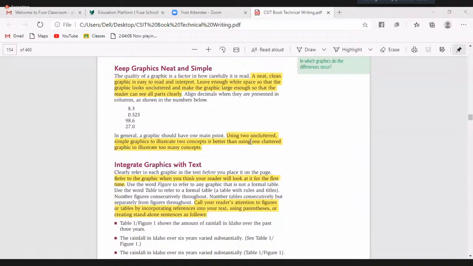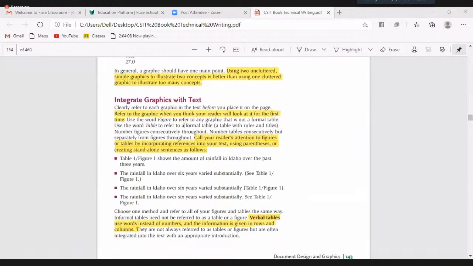Using two uncluttered, simple graphics to illustrate two concepts is better than using one cluttered graphic to illustrate too many concepts. Suppose you are going to clarify two concepts by using graphics, right? For two concepts you use two simple graphics. But if you use only one graphic to clarify those two concepts, it becomes difficult for the readers to understand. And that is good practice in technical writing.